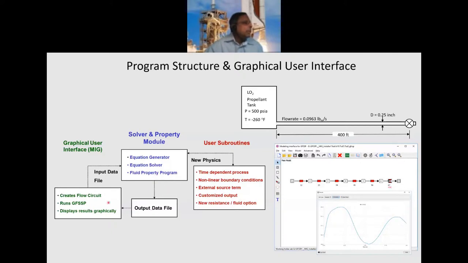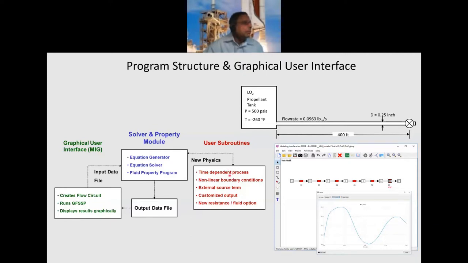Many simpler problems can be done in this loop, but there are also user subroutines. If you have a more complex problem where you want to introduce new physics, like a condensation model, heat transfer model, or nonlinear boundary conditions, the user can have their own subroutines. These are a bunch of blank subroutines.